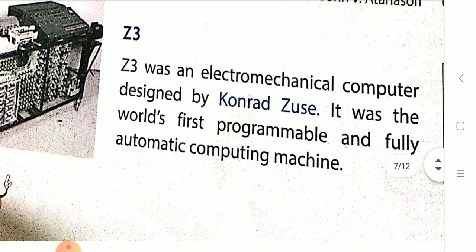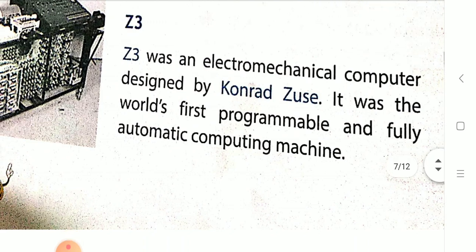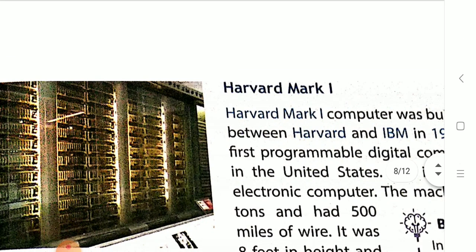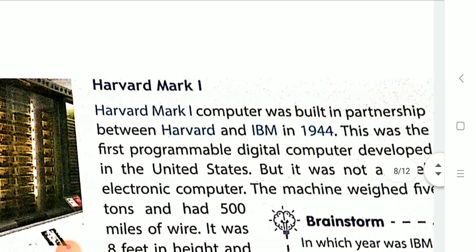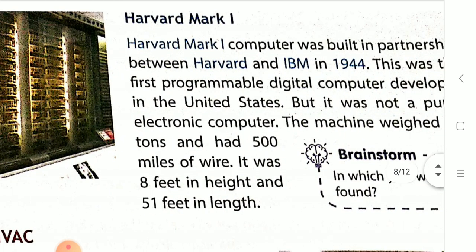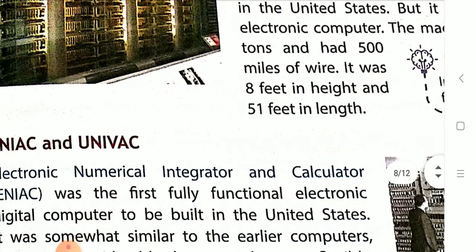Then next, Z3. Z3 was an electromechanical computer designed by Konrad Zuse. It was the world's first programmable and fully automatic computing machine. Next, the Harvard Mark I computer was built in partnership between Harvard and IBM in 1944. The machine weighed tons and had 500 miles of wire. It was 8 feet in height and 51 feet in length.